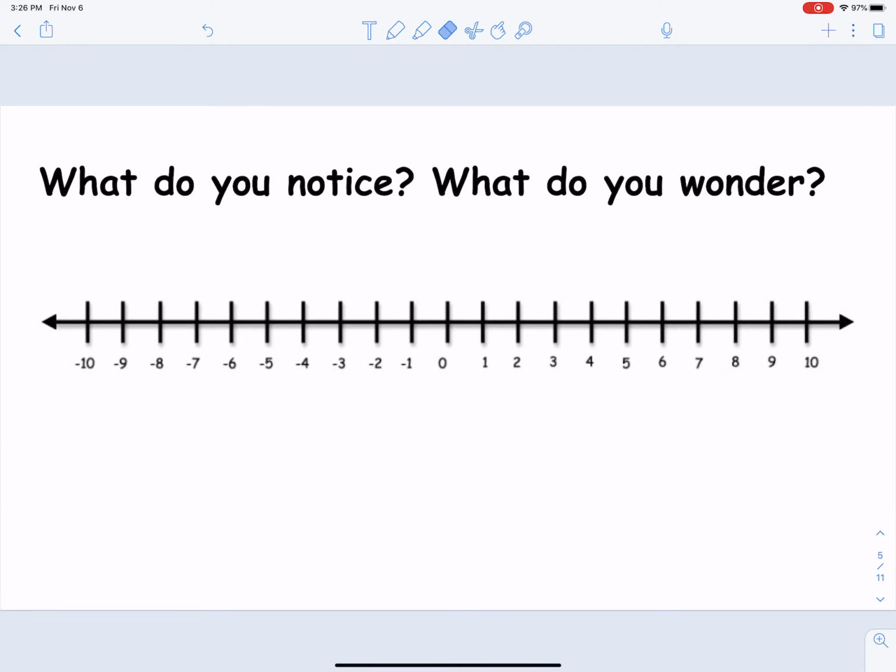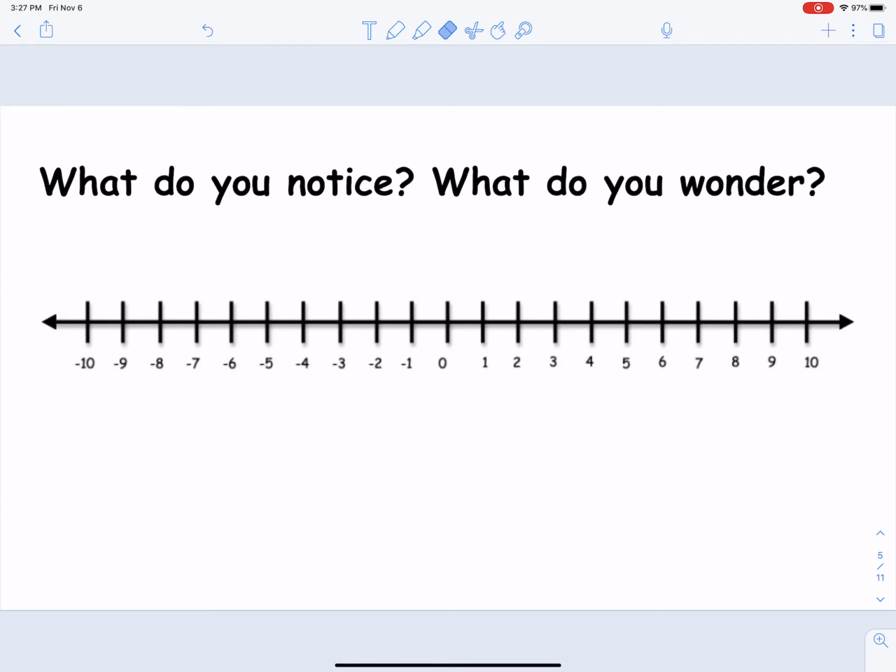So here is what I present to begin with. I say, what do you notice? What do you wonder? I give the moment for them to ponder, and then I begin a class discussion. What do you notice? What do you wonder? And I begin writing down what they notice and what they wonder. Without any judgment or comments, I just write what they say.